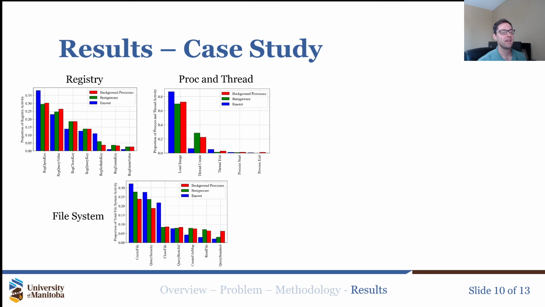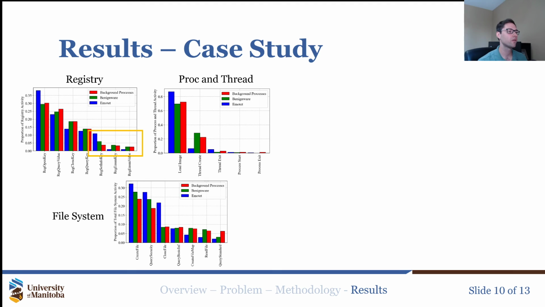So finally, for this case study, we just wanted to give you a quick look at registry, process and thread, and file system activity. For the sake of simplicity, we just focus on those three, and we were looking at all the function invocations from the Windows API. What is the proportion of those, right? In the case of the registry, what is going on with the Emotet malware in terms of proportion relative to background processes or the benignware, which is the Adobe Acrobat Reader and the remote desktop?